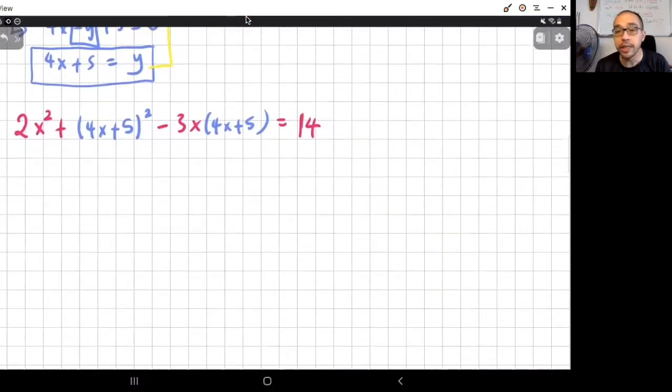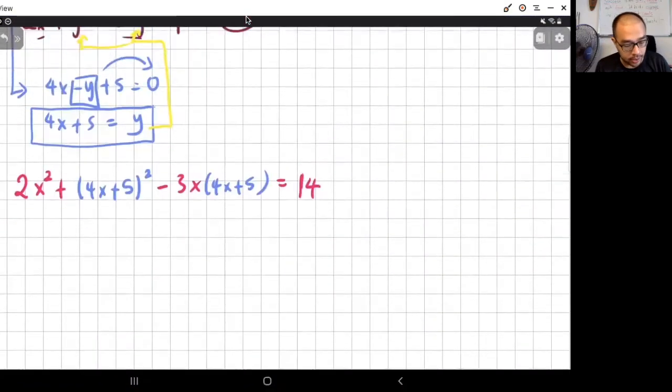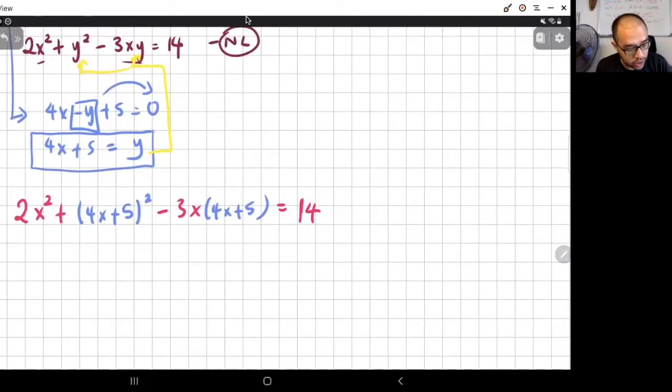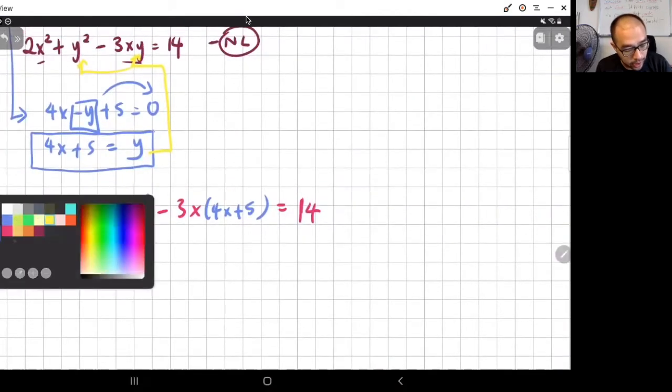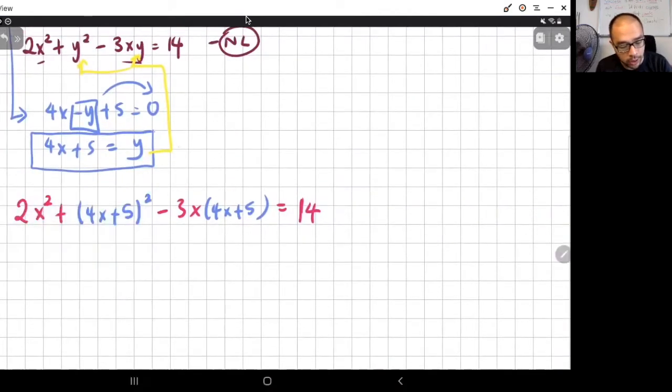So now that we have everything in x, sorry, I should mention this. At this point, you will have already had 2 marks. You express it in one letter, you get 1 mark. You substitute it and you get another mark.